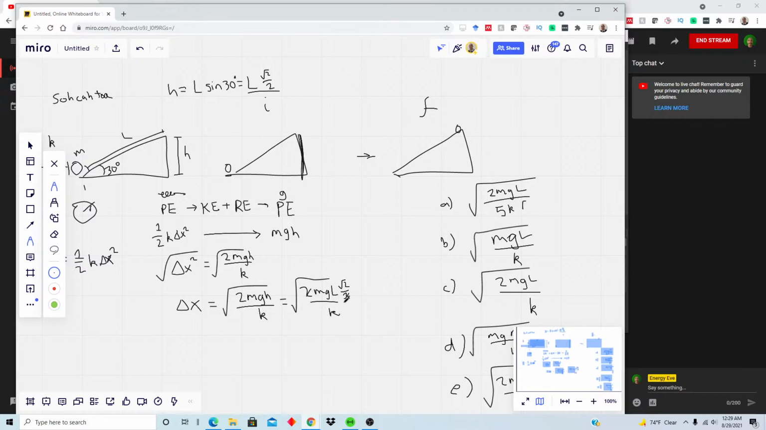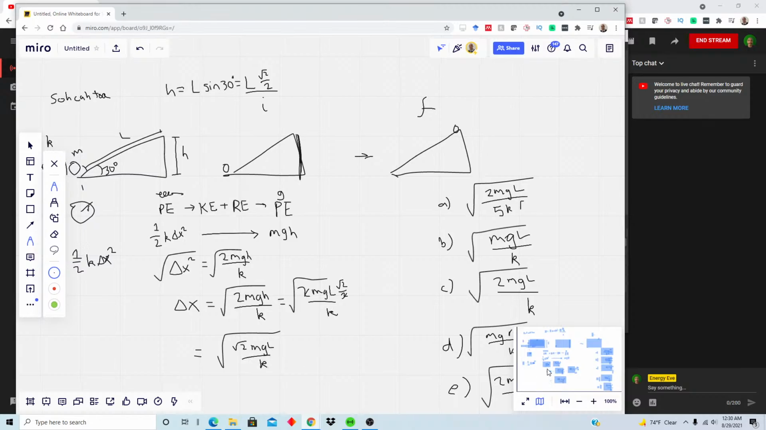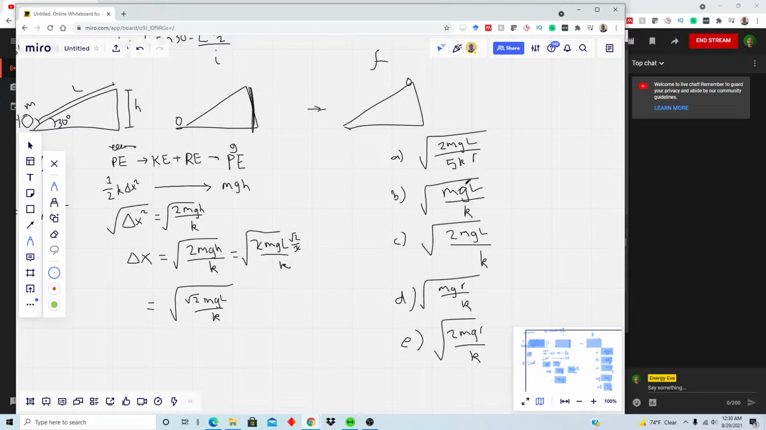So these two 2's will cancel out, giving us the square root of 2mgL over k. So something seems to be a little off. Let's try to think if there's anything we're missing.